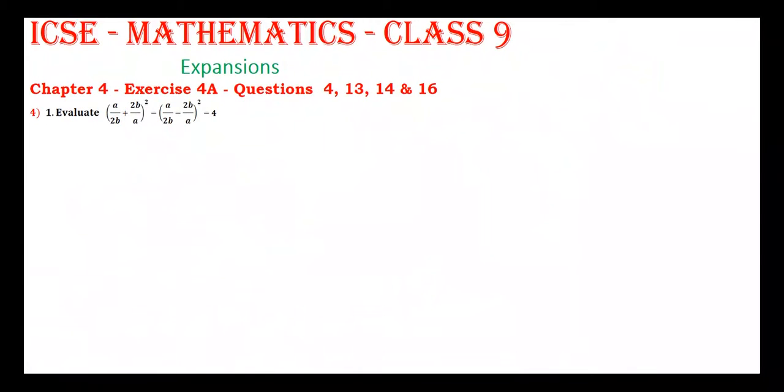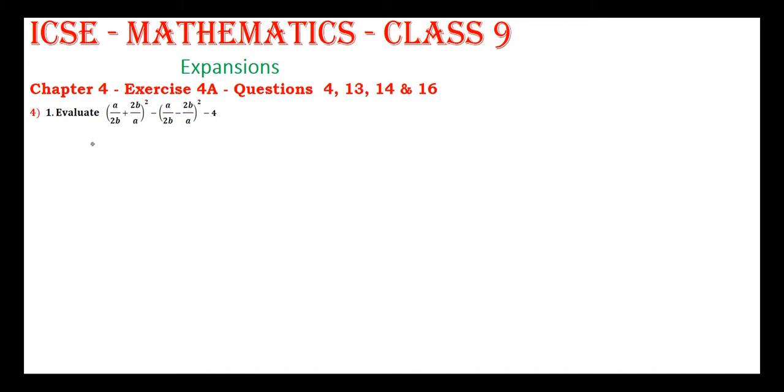Question 4. Evaluate (a/2b + 2b/a)² − (a/2b − 2b/a)² − 4. So this we can split into two parts. This is the first part and this is the second part. The first is in the form of (a+b)² and the second is in the form of (a−b)².